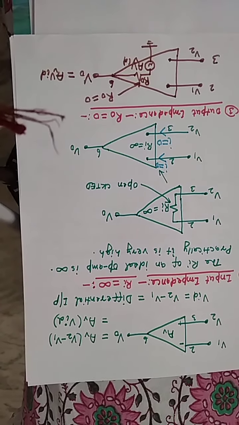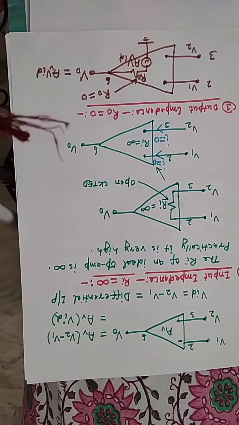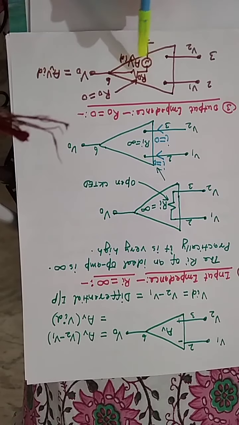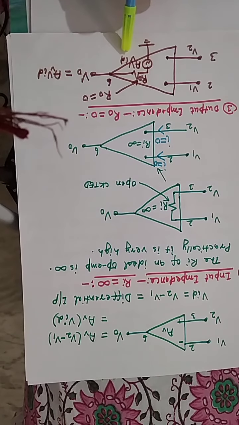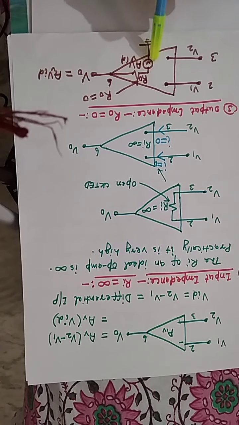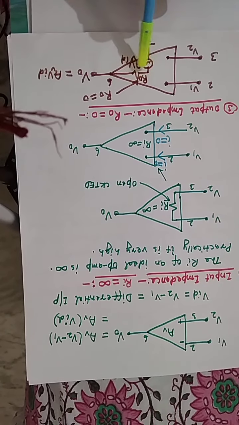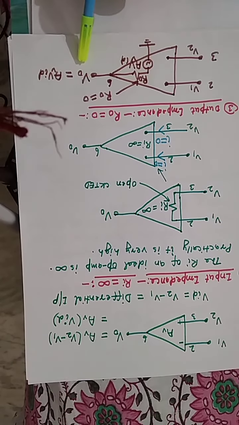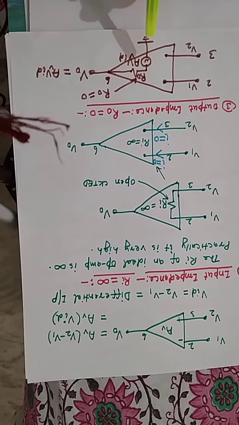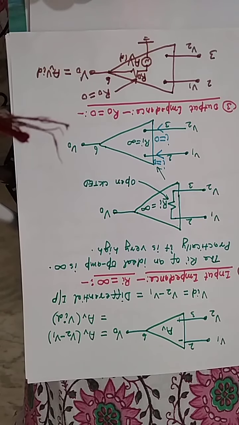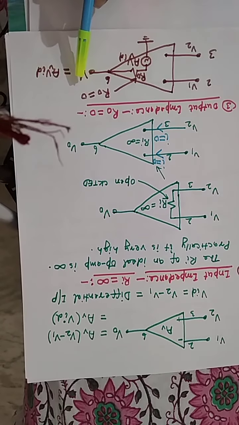Now the third parameter is the output impedance. Output impedance should be 0. So what is the significance of output impedance being 0? Suppose the voltage gain of this op-amp is AV and differential input is VID. Then the output voltage should be AV into VID. If R output is not 0, then the output voltage will be less than AV VID, because some voltage of the output voltage will be lost across the output resistance. This means for better output or maximum output, the R output must be 0 ideally.